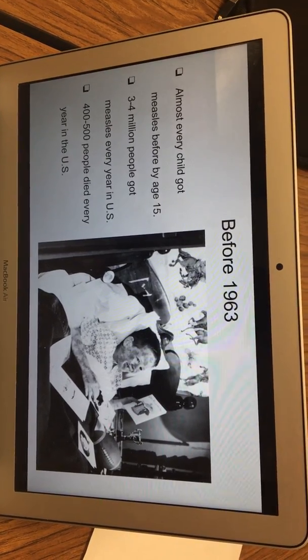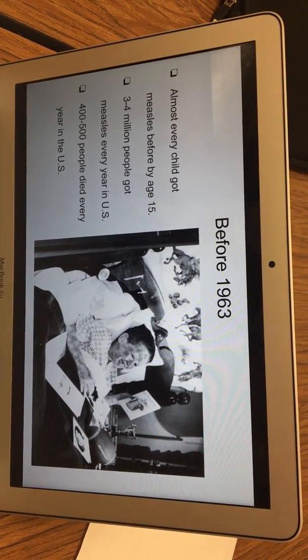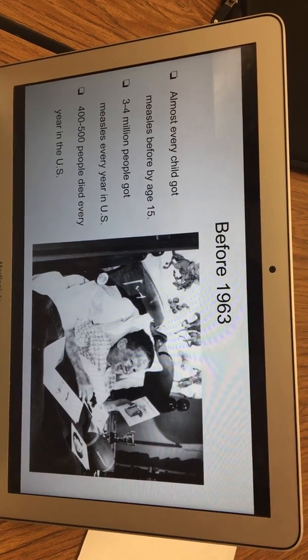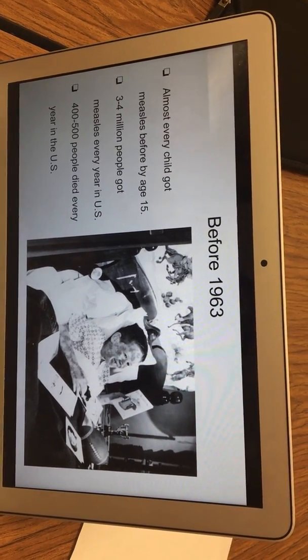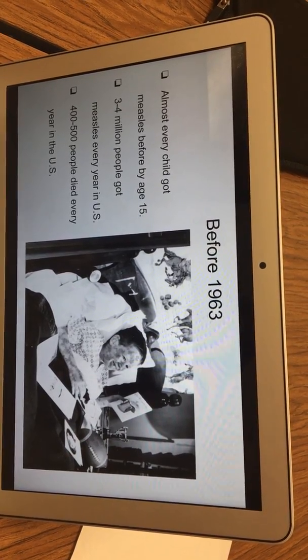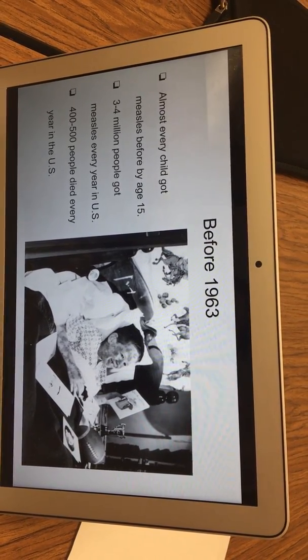3 to 4 million people in the U.S. alone were infected each year. About 500 died, 48,000 were hospitalized, and 4,000 suffered encephalitis, which is swelling of the brain.